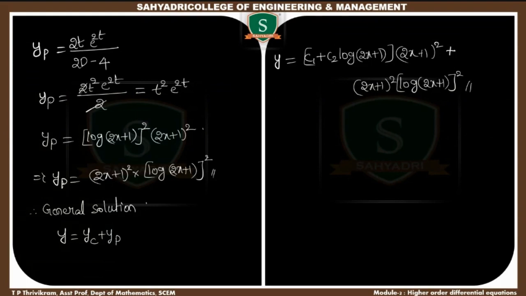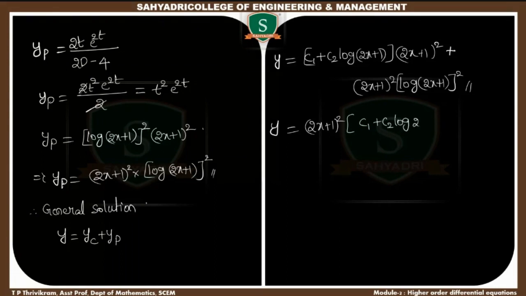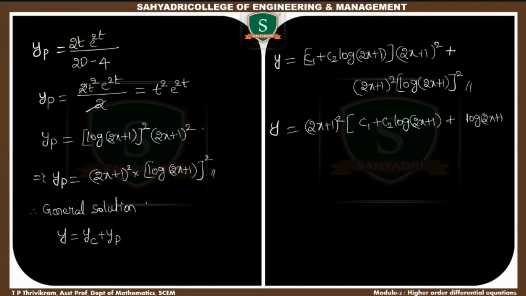So this is the general solution, or if you want to take 2x plus 1 whole square common, you can take it: C1 plus C2 log 2x plus 1 plus log 2x plus 1 whole square. So this is the general solution of the given problem.